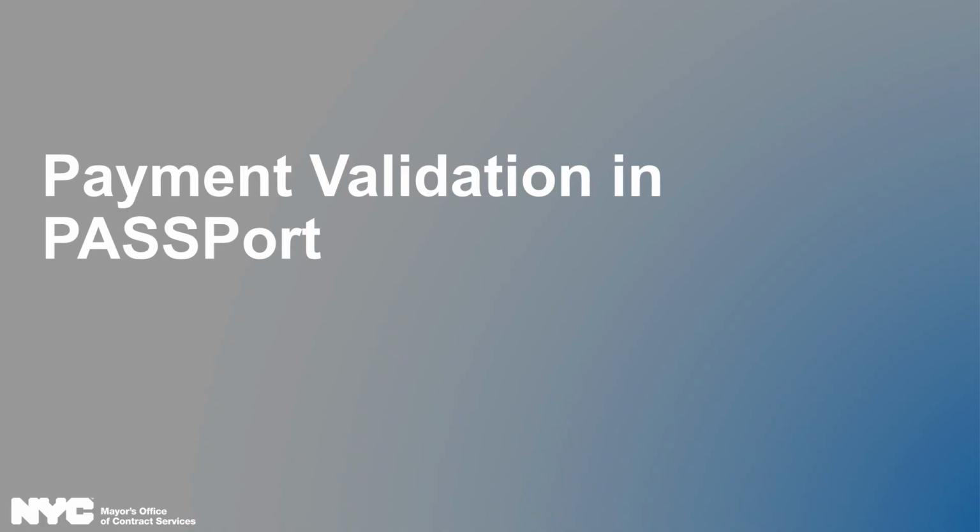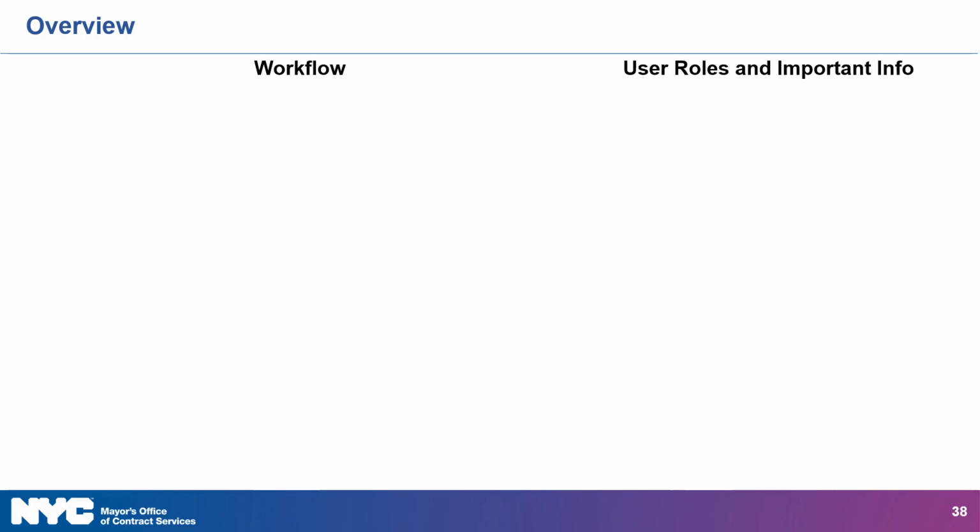All right, let's move further down the line. Imagine that you've been filed in Passport and that a prime vendor has subcontracted work out to you. Among other things, you will need to let the agency know that the prime vendor has paid you. This process is called payment validation. Payment validation helps to promote transparency and reduce confusion around subcontractor payments. Subcontractor payments are not processed in Passport. Instead, they are recorded in Passport after payment has been made outside of Passport.